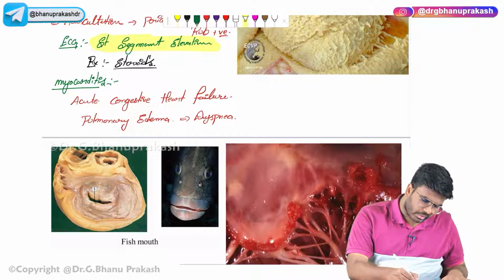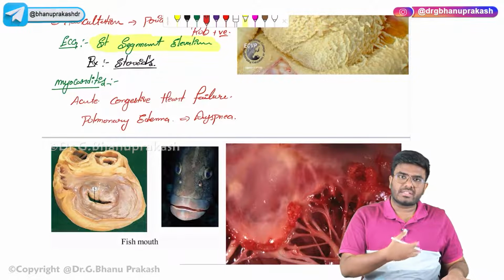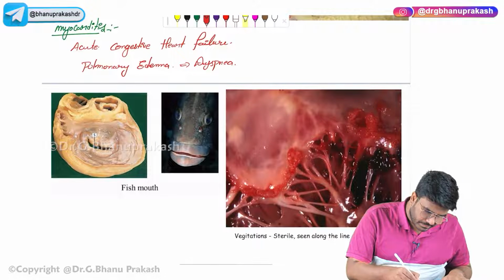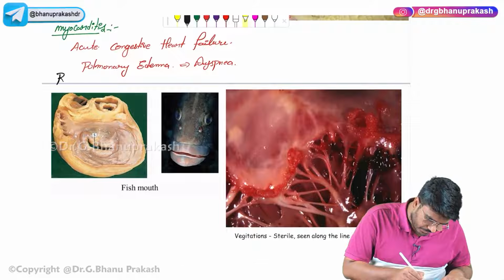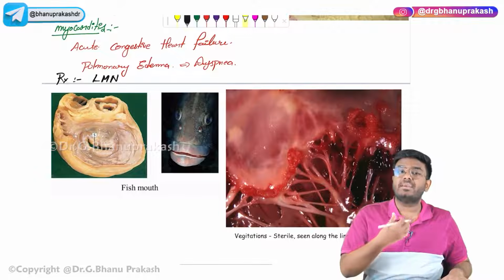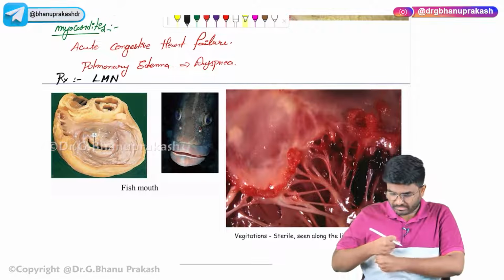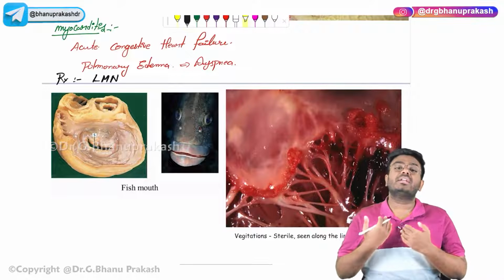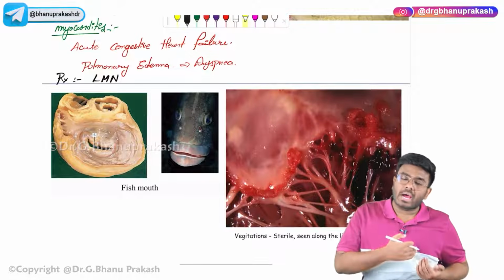And how to treat this myocarditis? There is congestion of the blood, right? So it is treated with drugs like Lasix, diuretics. LMNOP: L stands for Lasix, M stands for morphine, N stands for nitrates. Nitrates, why? Because nitrates decrease the preload on the heart. Whenever you give nitrates, there will be venodilation. Whenever there is venodilation, the venous return to the heart decreases. So the load on the heart decreases.